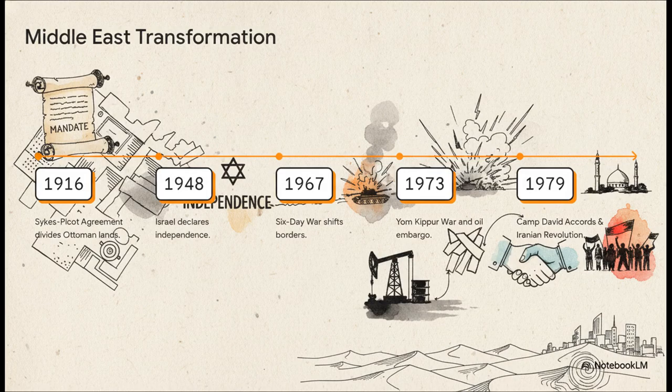Less than 2 decades later, the map shifts again with the 1967 Six-Day War, followed shortly by the 1973 Yom Kippur War and the global oil embargo. By 1979, we see both the groundbreaking Camp David Peace Treaty and the Iranian Revolution. It's this incredibly dense, cascading sequence of events where former mandates rapidly morphed into independent, though often warring, modern states.